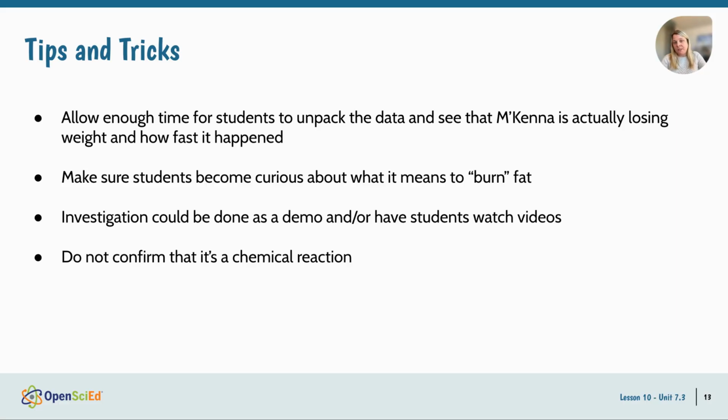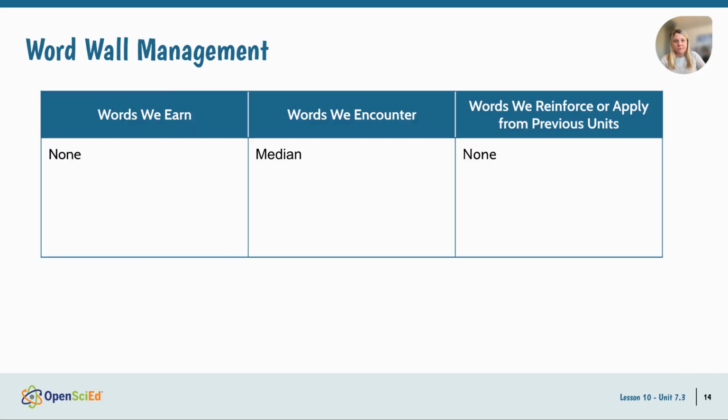If you've completed Units 7.1 or 7.2, you may wish to remind your students at this point about reactants or products, the law of conservation of mass, open and closed systems, things along this line to make them question whether they have enough evidence to actually prove it's a chemical reaction.